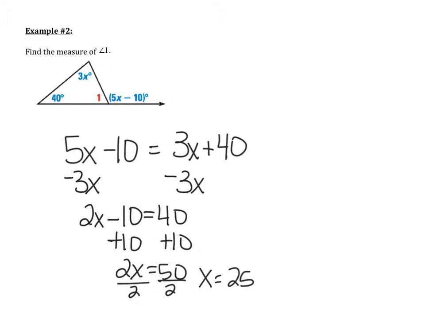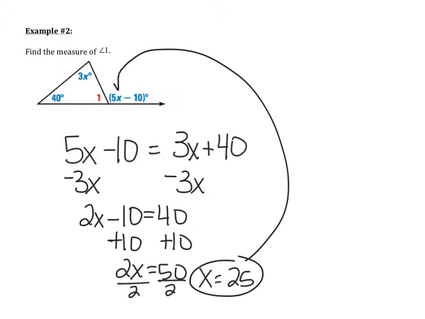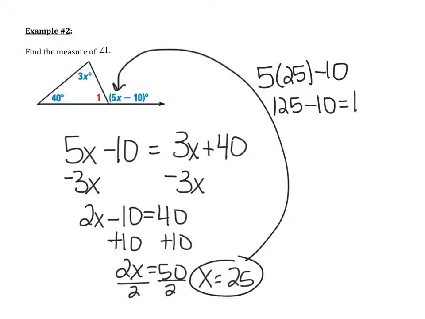But notice I was not asked just to find x. I was asked to find the measure of angle 1. So now that I know that x is equal to 25, I can substitute it back in up here to find the measure of angle 1. So I can find the measure of that exterior angle by taking the 5x minus 10 and substituting 25 in for x. So I would have 5 times 25 minus 10. 5 times 25 is 125, minus 10 is 115.